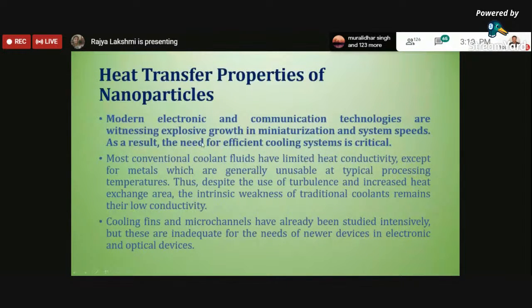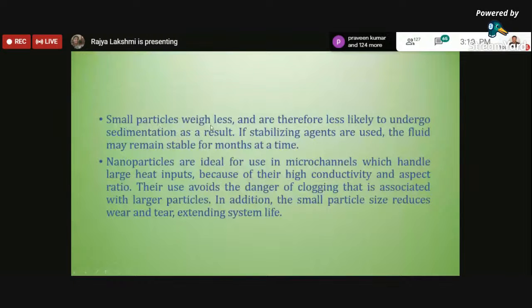You can see here, most conventional coolant fluids have limited heat conductivity, but if it is a nanofluid, how has the heat conductivity changed, especially in terms of conductivity? Small particles are weightless and therefore less likely to undergo sedimentation, and at the same time it is stabilizing. If stabilizing agents are used, the fluid may remain stable for months at a time.